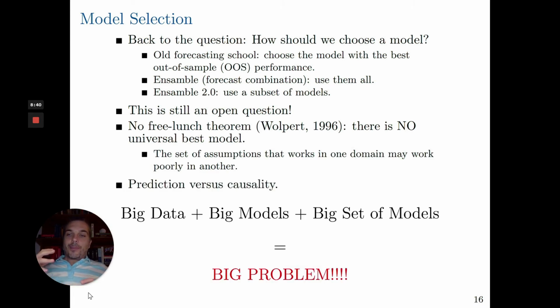So, in summary, we have big data, we have big models, we have a big set of models, so we have a big problem that we try to solve. I hope I'll be able to give you the means to solve this big problem with tools, not only to model big data, but also to choose which model is the best one, which collection of models is the best one.